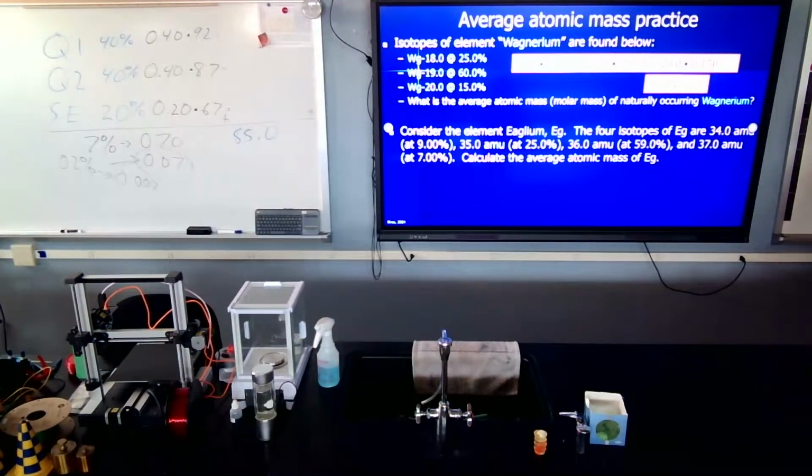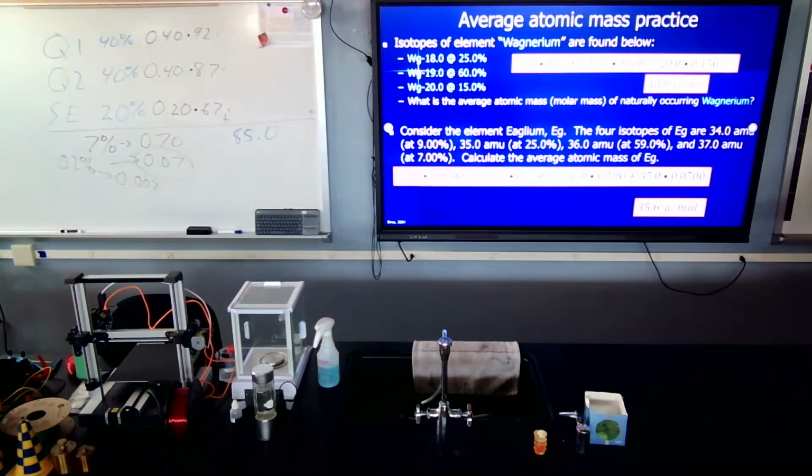Did anyone get it? Because I got 35 point. Again, as a little bit of a check, your number should fall between 34 and 37. I got 35.64. 35.6 grams per mole? Yeah. All right. If you're happy with this and comfortable with what's going on, give me a thumbs up. Any questions? Wave your hand around.